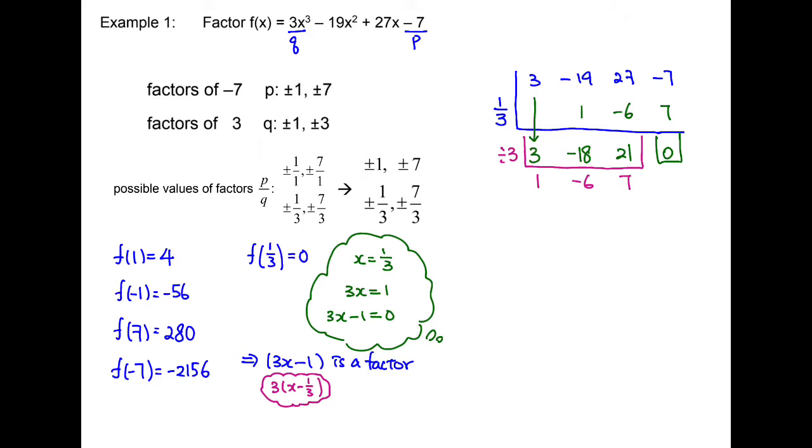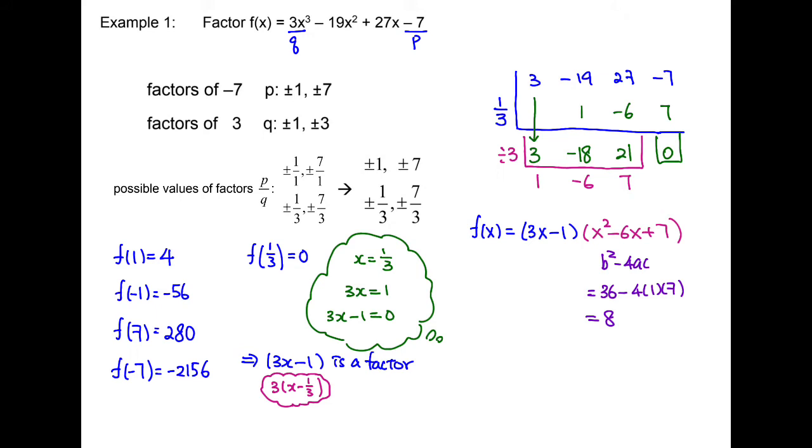Now we can rewrite f(x) as the divisor 3x minus 1 times the quotient x squared minus 6x plus 7. Now we have a quadratic trinomial. In order for us to find out whether or not this quadratic can be factored down further, let's use the discriminant to check b squared minus 4ac.